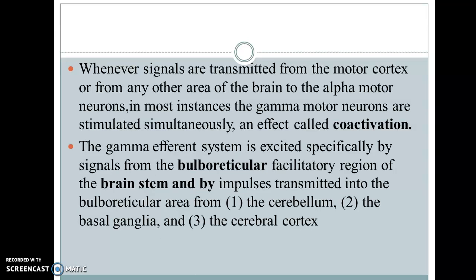Now, along with this stretch reflex, whenever signals are transmitted from the motor cortex or from any other area of the brain to the alpha motor neurons, in most instances the gamma motor neurons are also stimulated.